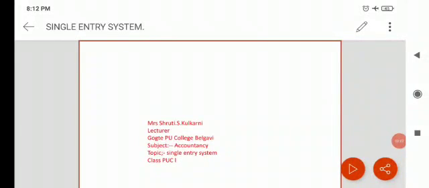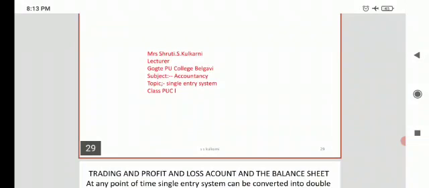Good morning, students. In today's class, we are going to learn how to convert single entry system into double entry system. Now, sometimes a trader at any moment may feel that this system is not appropriate and he wants to shift it to double entry system.